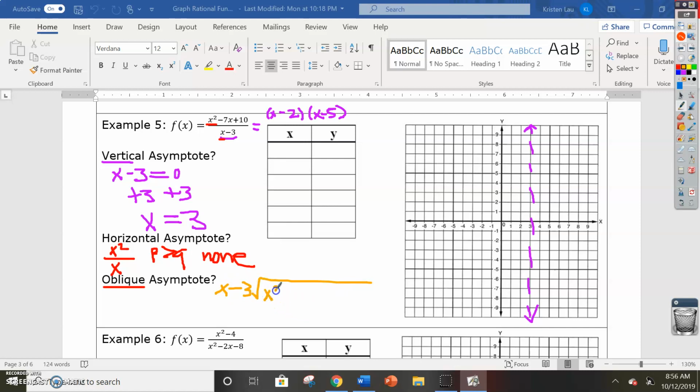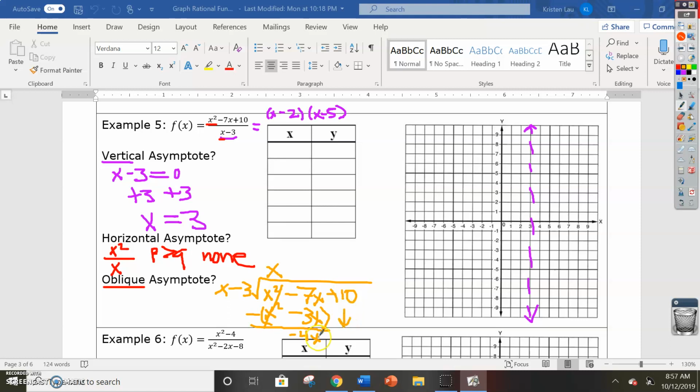So I have x squared minus 7x plus 10. So x times x will give me x squared. Negative 3 times x is negative 3x. I'm going to subtract these two quantities. So x squared minus x squared is 0. Negative 7 minus negative 3 is negative 4x.